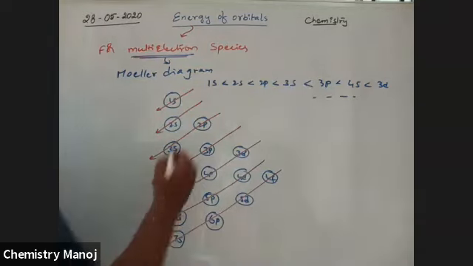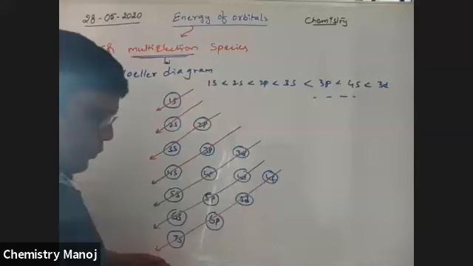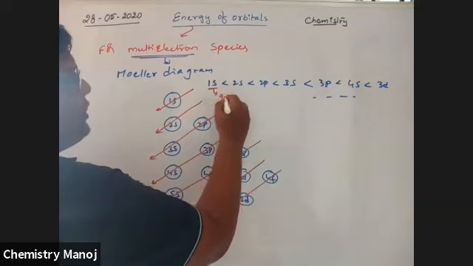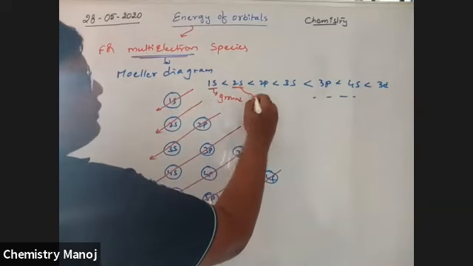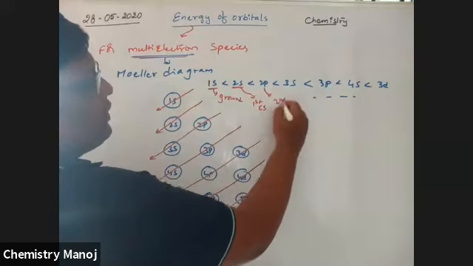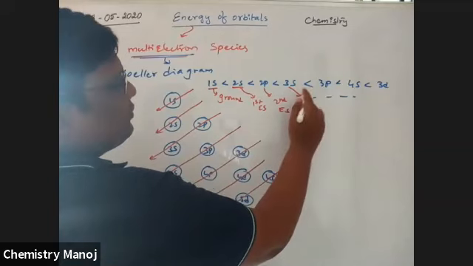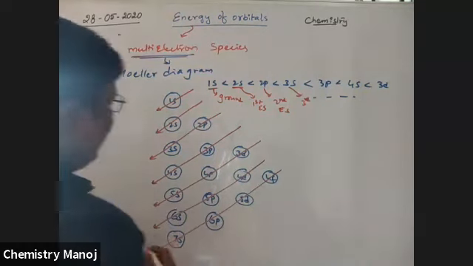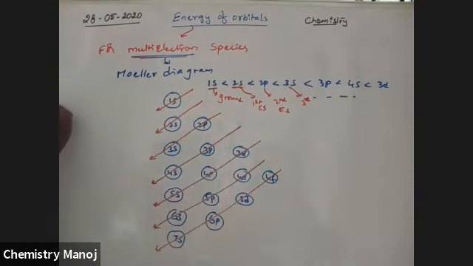So here, it is the ground state. It is the first excited state. This is the second excited state. This is the third excited state. So these are the different excited states. Now I am going to draw here. See here. This is the direction in which energy is increased. Now this is the 1s orbital.